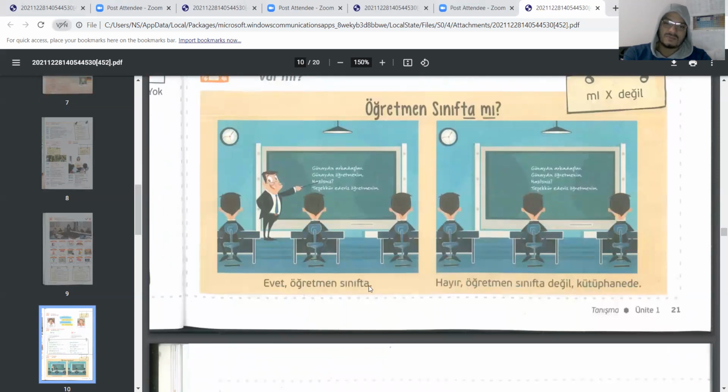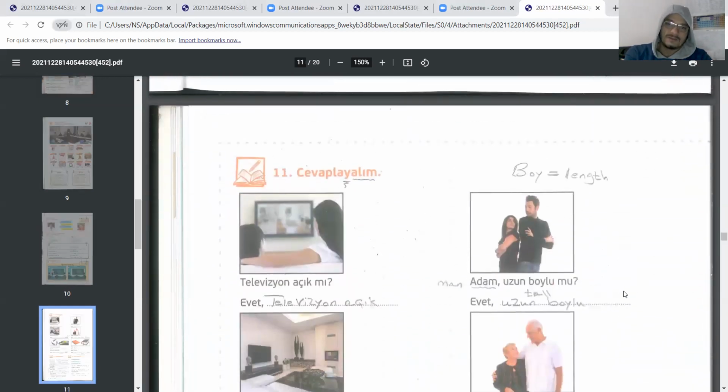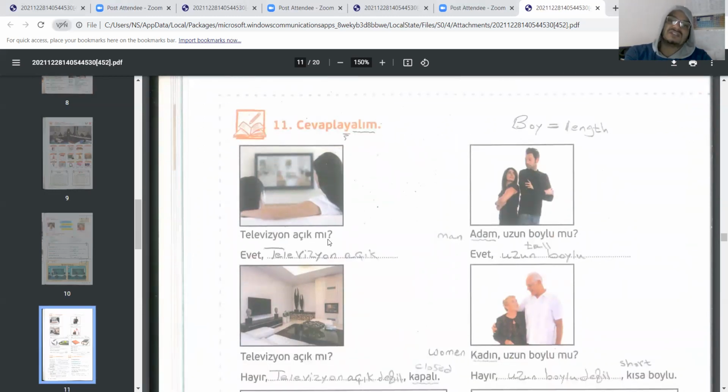Here, evet, öğretmen sınıfta. Yes, the teacher is in the class. Hayır, öğretmen sınıfta değil. He or she, sorry, isn't in the class. Kütüphanede, that means at the library, in the library. Kütüphane, library. De, in the library. Cevaplayalım. Boy, that means length. Let's know that. Televizyon açık mı?